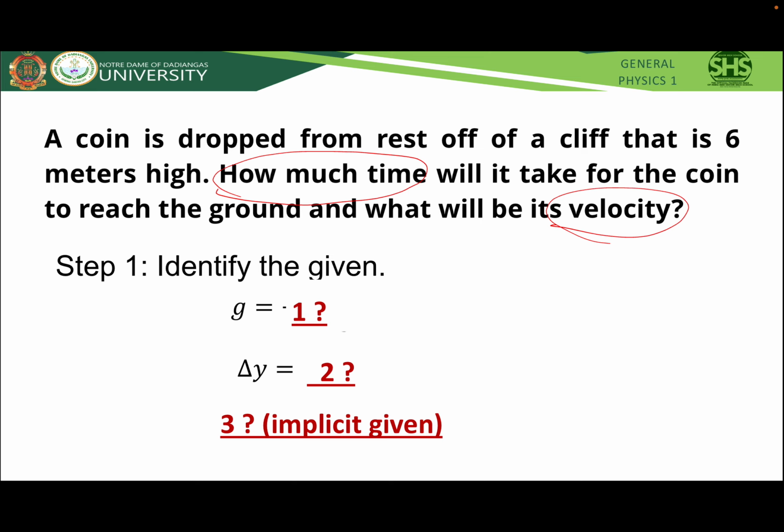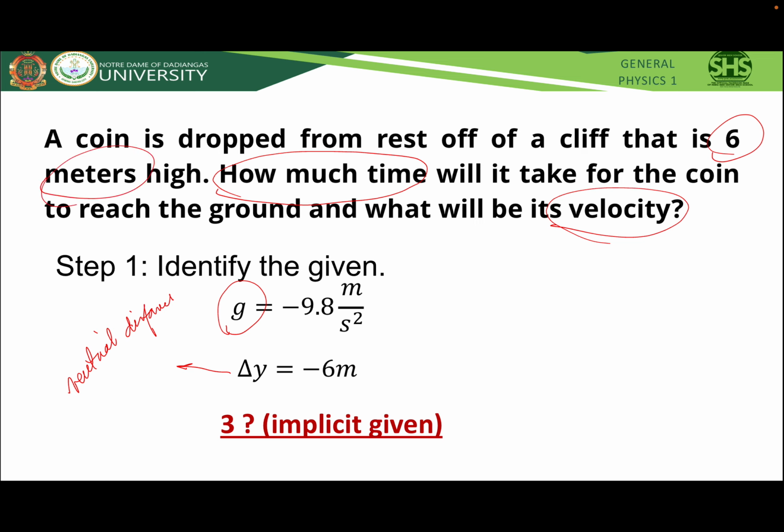Now, earlier, we introduced that G is an implicit given. So here, it is already present. And our G, of course, is 9.81. Then our delta Y. So let's look at the delta Y. Again, delta Y is our vertical distance. So our vertical distance, of course, is negative 6 meters. Again, the negative symbol indicates that it is downward.